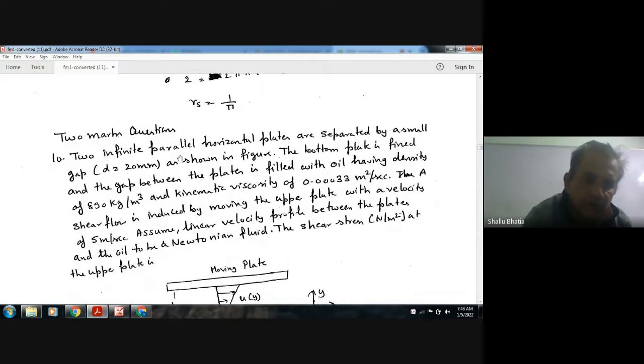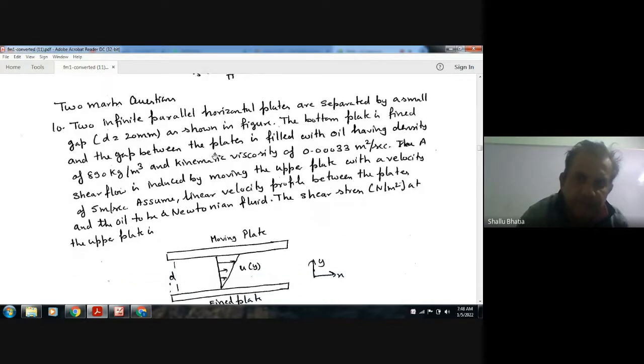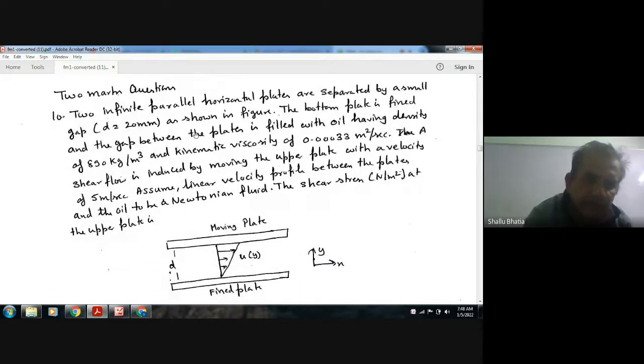Two marks question. Two infinite parallel horizontal plates are separated by a small gap as shown in the figure. The bottom plate is fixed and the gap between the plates is filled with oil having density 890 kg per meter cube and kinematic viscosity 0.0033 meter square per second. A shear flow is induced by moving the upper plate with a velocity of 5 meter per second. Assume a linear velocity profile between the plates and the oil to be a Newtonian fluid.